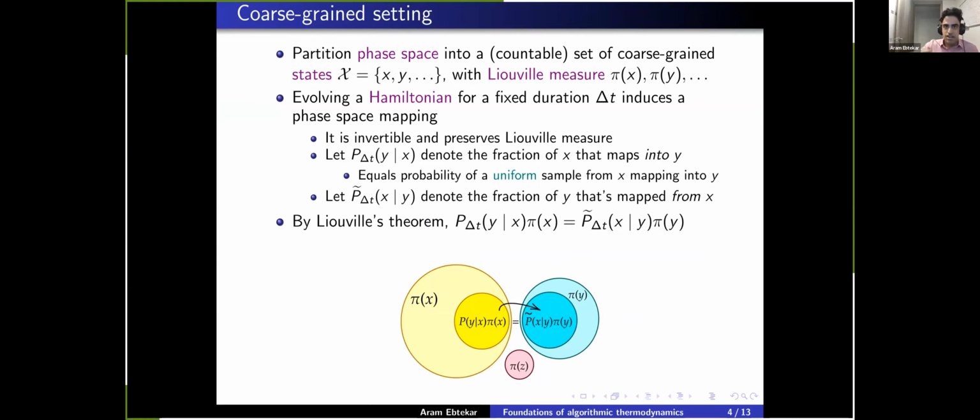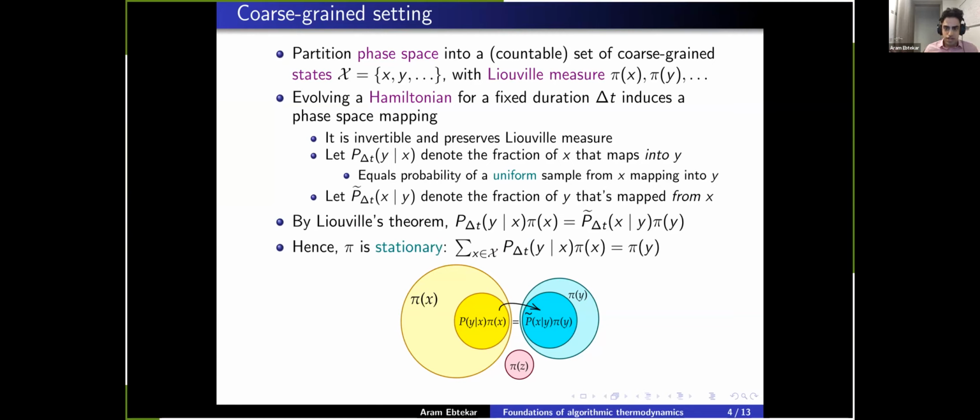So the inner region, the specific part of X that maps to Y, has volume P of Y given X times the measure of the whole X, and similarly for Y. And these two regions map 1-to-1 to each other. So by Liouville's theorem, their measures have to be equal to each other. So we have this identity. This is just Liouville's theorem. And if you sum this identity over all X, you get that the measure pi is stationary.